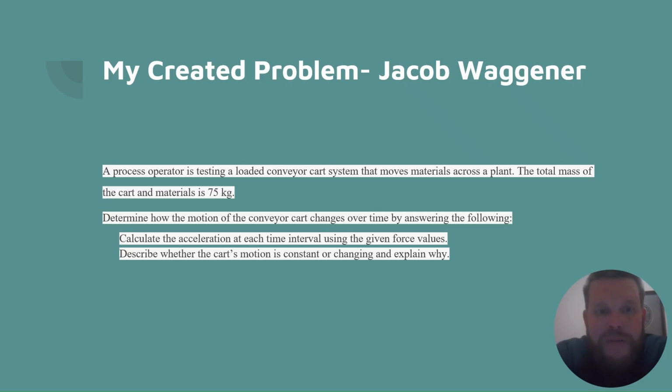A process operator is testing a loaded conveyor cart system that moves material across a plant. The total mass of the cart and material is 75 kilograms. Determine how the motion of the conveyor cart changes over time by answering the following. Calculate the acceleration at each time interval using the given force values. And then describe whether the cart's motion is constant or changing and explain why.